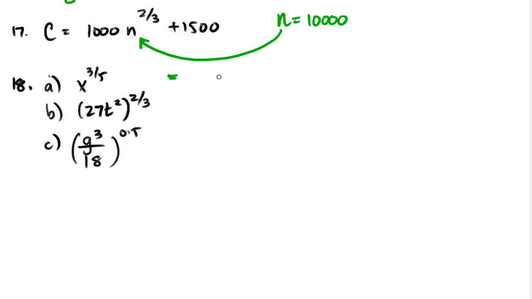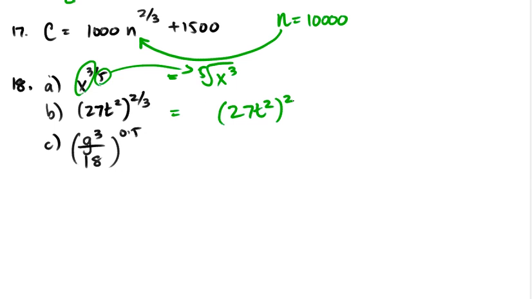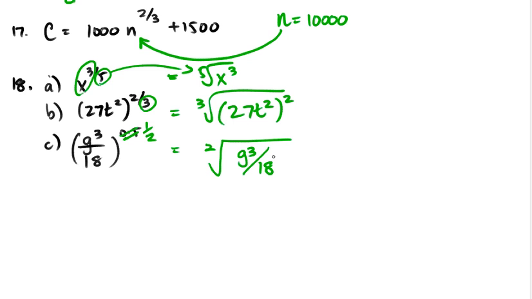Practicing writing these as radicals, so if you write these exponents on a slant, you can see that it's x cubed and it's the 5th root. These denominators become the index. So this is 27t squared is going to get squared, and it's going to also get a cube root. Think about 0.5 as 1/2, and you'll quickly get that this is the square root of g cubed over 18, and you don't need the 2, so make sure it's not there.